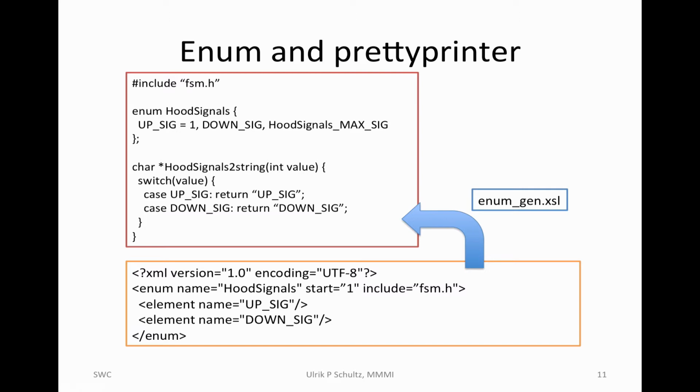Like if we have the difference between an abstract syntax tree and a semantic model. In a semantic model, things that are the same are connected. We don't have that the same way in XML. Anyway, here we have an enum. The name should be hooked signals. It should start with the value 1 and include these two elements.